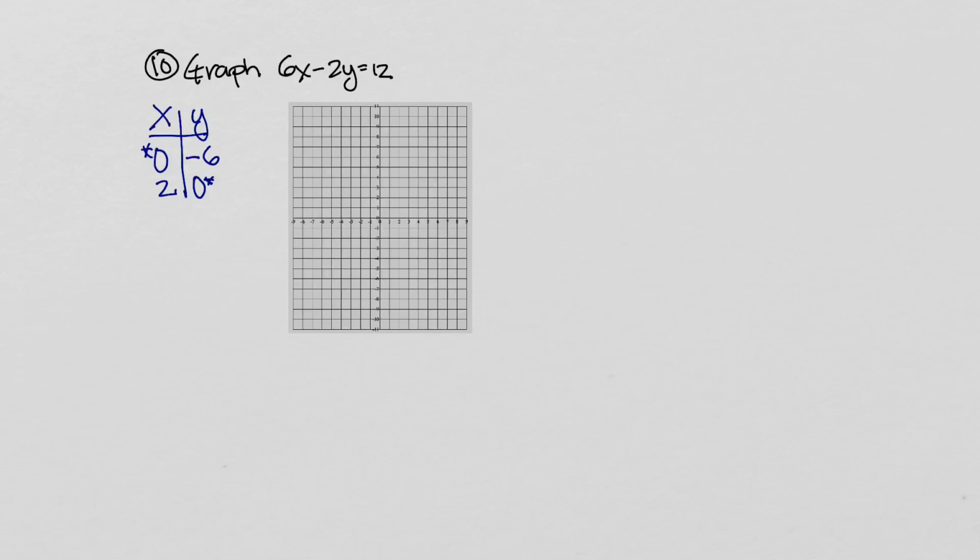So let's plot these 2 points. 0 and negative 6, that's down here. And 2, 0, right, that's going to be x equals 2, y equals 0, here. And I'll try to draw a straight line through those 2 points. So that line looks something like that.